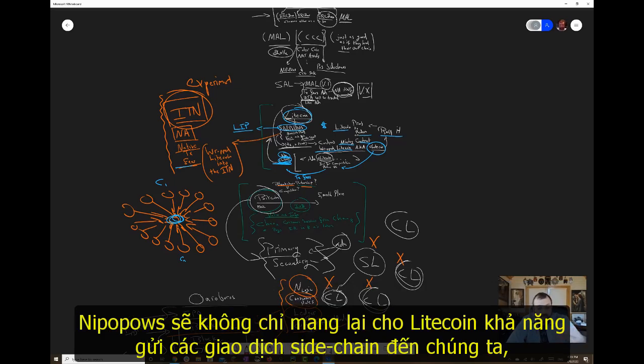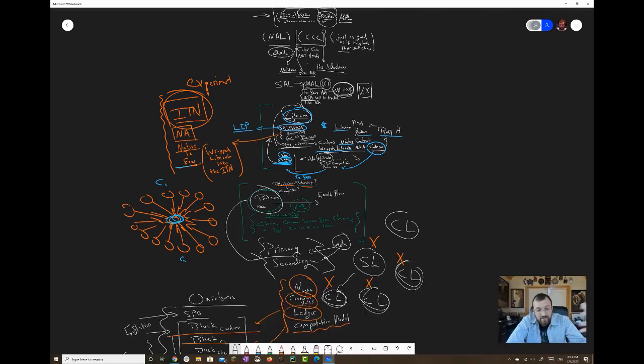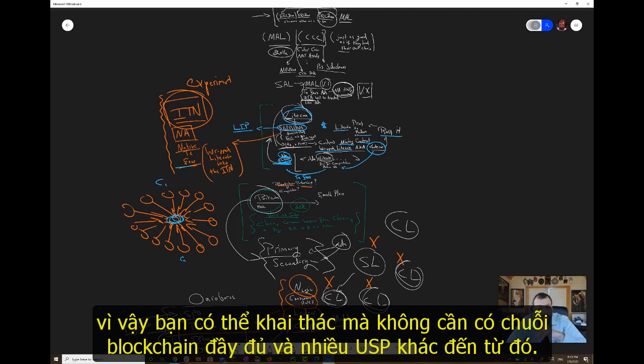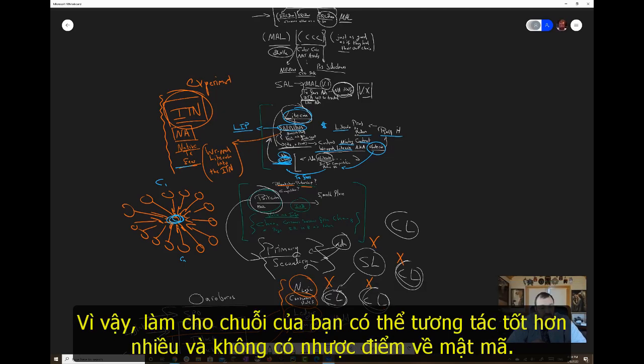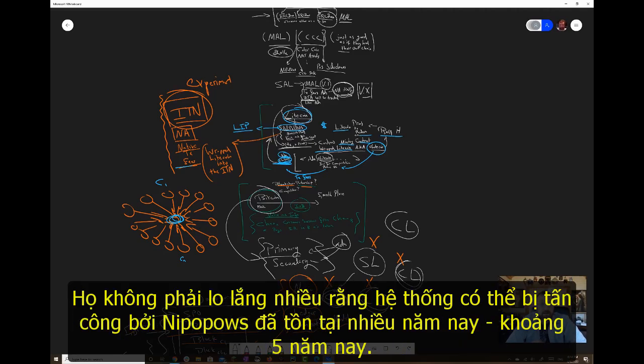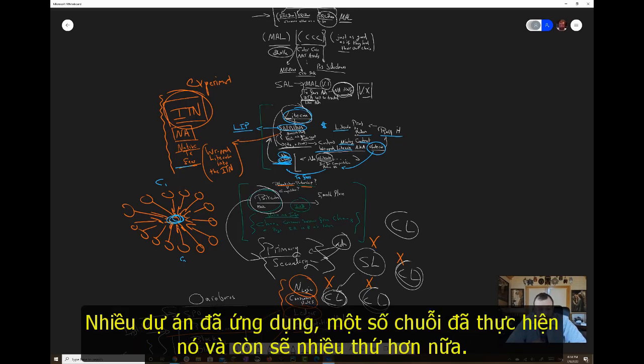The existence of NiPoPoWs in Litecoin will not only give them the ability to transact sidechain transactions to us, but give them a better light client experience, potentially the ability to embrace things like chainless mining, so you can mine without having the full blockchain, and a litany of other USPs that come from that. And because that standard exists, they can start sending sidechain transactions into Ethereum and all kinds of other things. So it basically makes your chain much more interoperable, and there's no cryptographic downside. They don't actually have to worry too much that somehow this can be hacked, because the NiPoPoWs have been around for many years, for about 5 years now. A lot of science behind it, a lot of great projects based on it. Several chains have already implemented it.